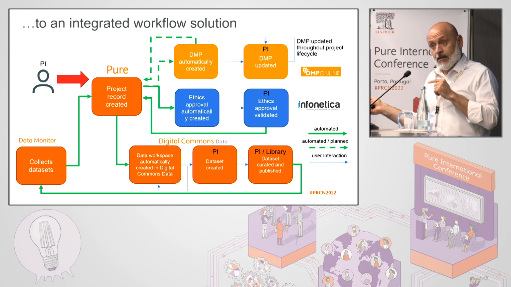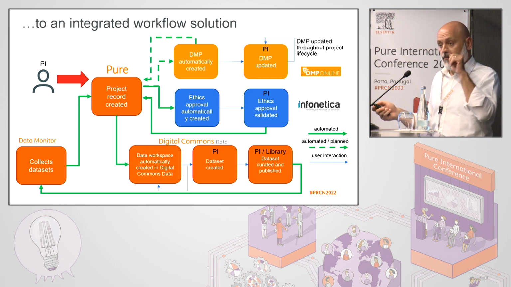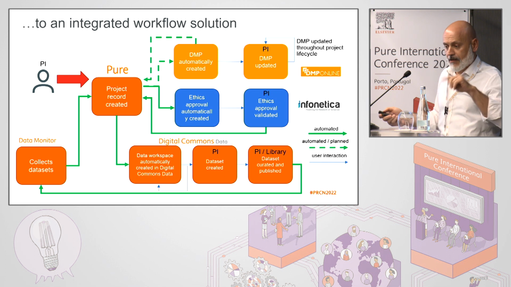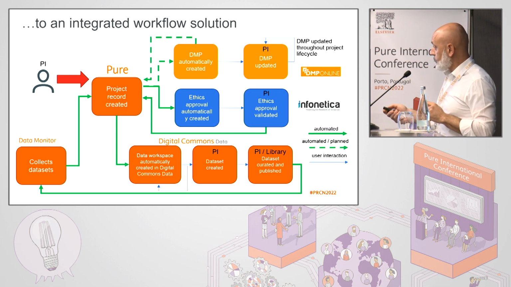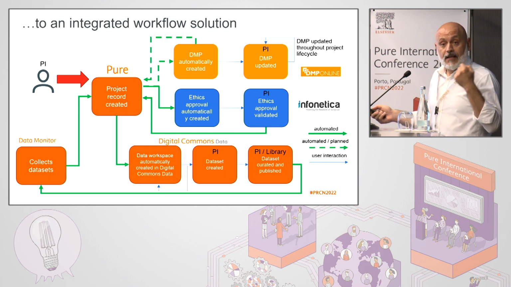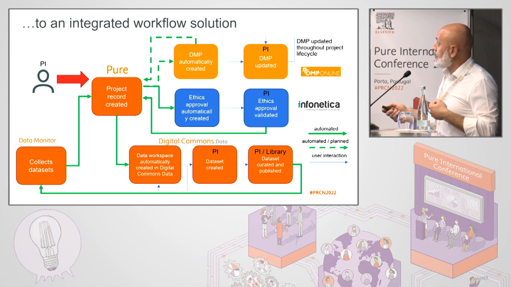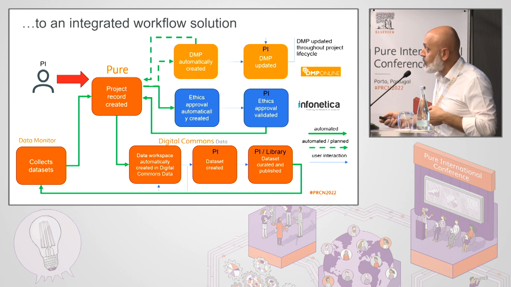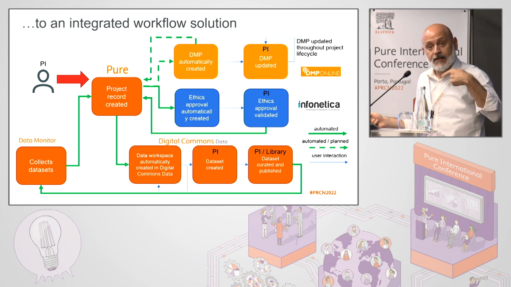And they get the email with the links. This is the link to DMP Online. This is the link to Infonetica. And the other thing that we really want to build into this system is bringing this information back into Pure, so linking that back into Pure.